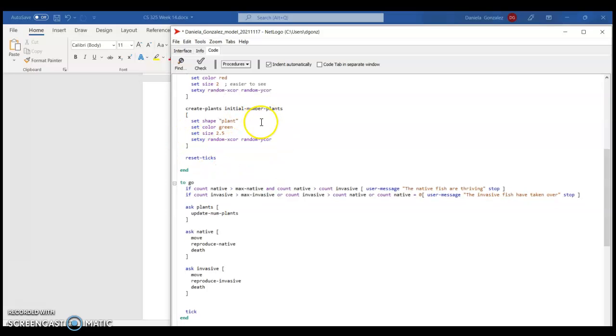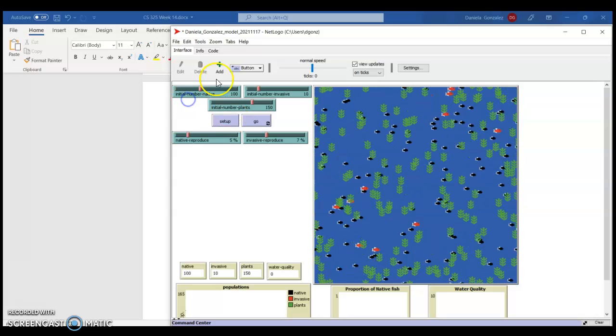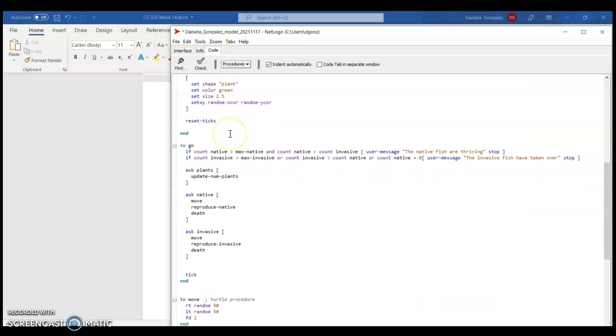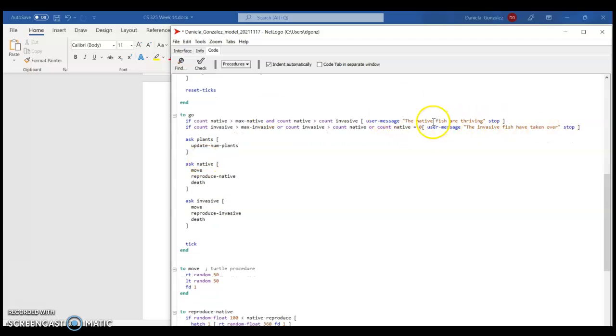And that's also going to be randomly scattered in the plot, so every time I press the setup function, they're just randomly placed anywhere. And then to go, that's where we're going to have these user messages outputted based on these conditions. Usually if there's no more natives left, then we're going to say that the invasive fish have taken over and such other things.